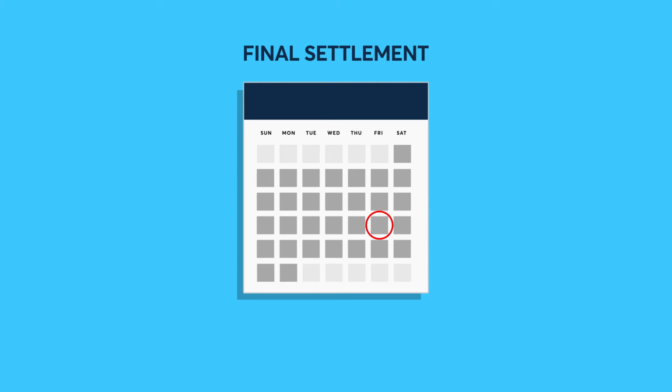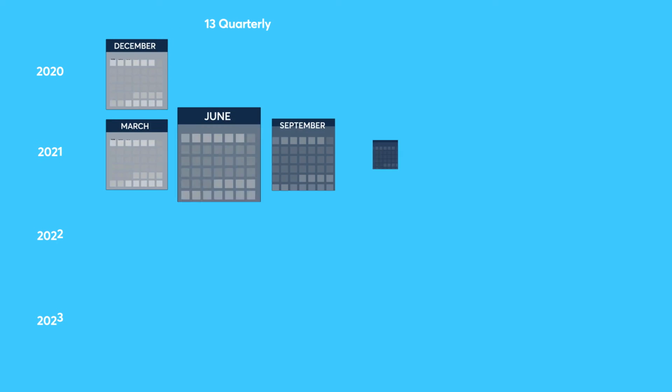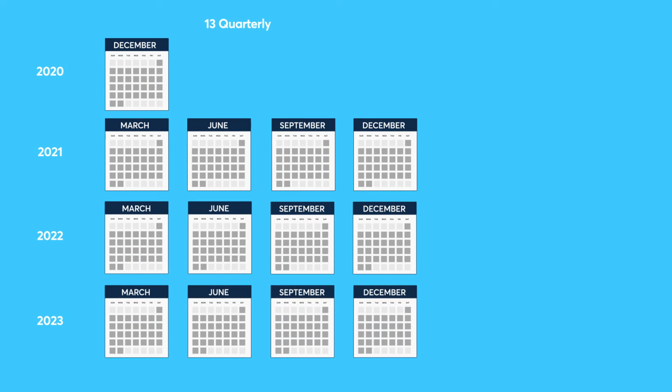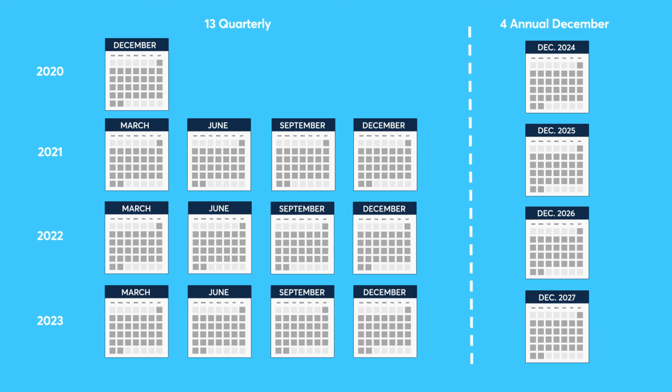Final settlement of a contract will be the third Friday of the contract month. The final settlement value is determined by the Special Opening Quotation, or SOQ. Because AIR TRFs can only be executed via BTIC, the last trading day is the business day preceding the third Friday of a contract month. Contracts will be listed for 13 quarterly contracts, plus 4 additional December annual contracts.